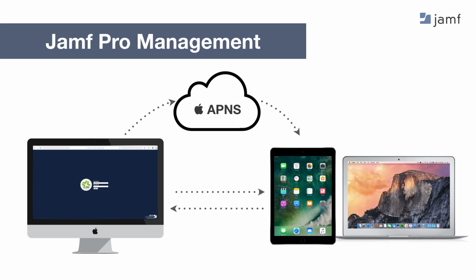The way this works is wherever these devices are in the world, they will periodically check in with Apple Push Notification Service, and when it's time to receive a management update or it's time to update their inventory with Jamf Pro, Jamf Pro communicates with the Apple Push Notification Service. The push notification service communicates with your device, and then each device will establish a two-way secure connection with the Jamf Pro server. What can you do at that point?